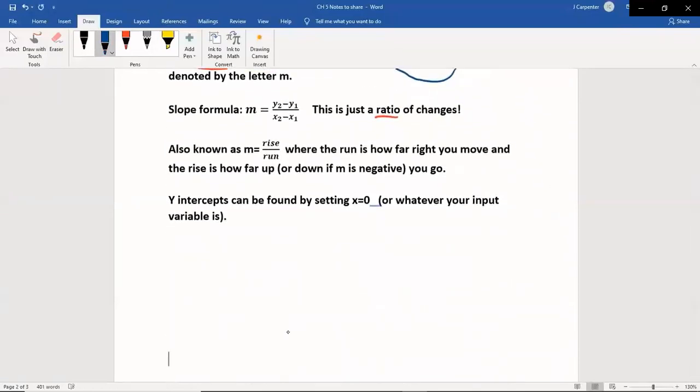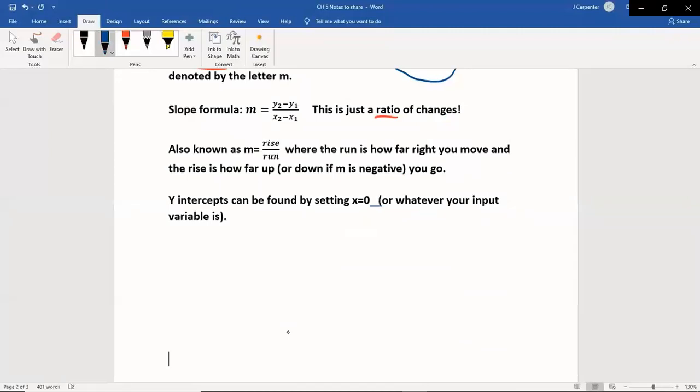This last line just relates to what we just said: y-intercepts can be found by setting x equals 0. And when I say x, I just mean your input variable. If you're using letters like m for minutes, then you let m be 0. If you're using a letter like t for time, that's your input, then you let t be 0. So the initial time, or talking no minutes, gives you your fixed amount.